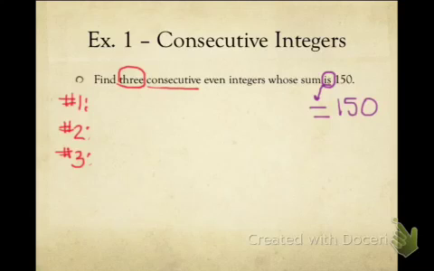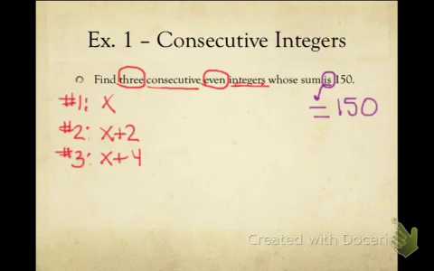It says the word consecutive, which means I need to think formulas. It says the word even, so I need to look at my consecutive even integers, and those are what I'm going to put under my number 1, 2, and 3. So the formula for consecutive even integers says number 1 is x, number 2 is x plus 2, and number 3 is x plus 4.